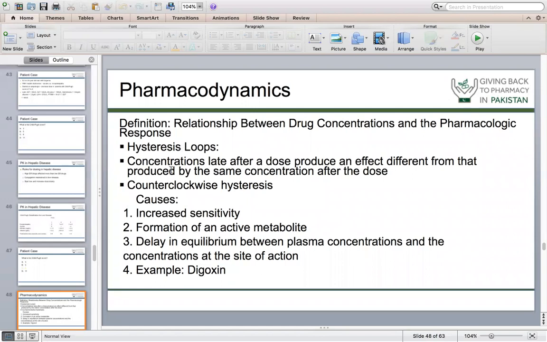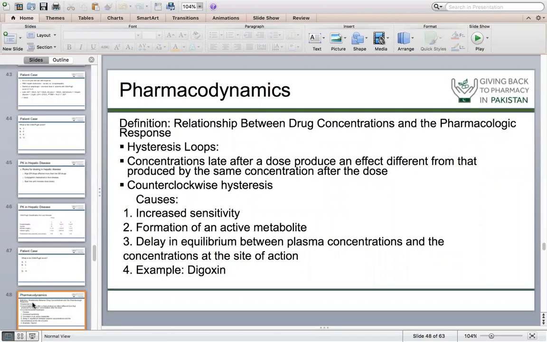So, we know that once we administer a drug, the plasma concentration increases, and after elimination takes place, the plasma concentration decreases. So the same concentration just after the dose produces a different effect than the same concentration after elimination takes over. Why does this happen? It must be due either to increased sensitivity or formation of an active metabolite.